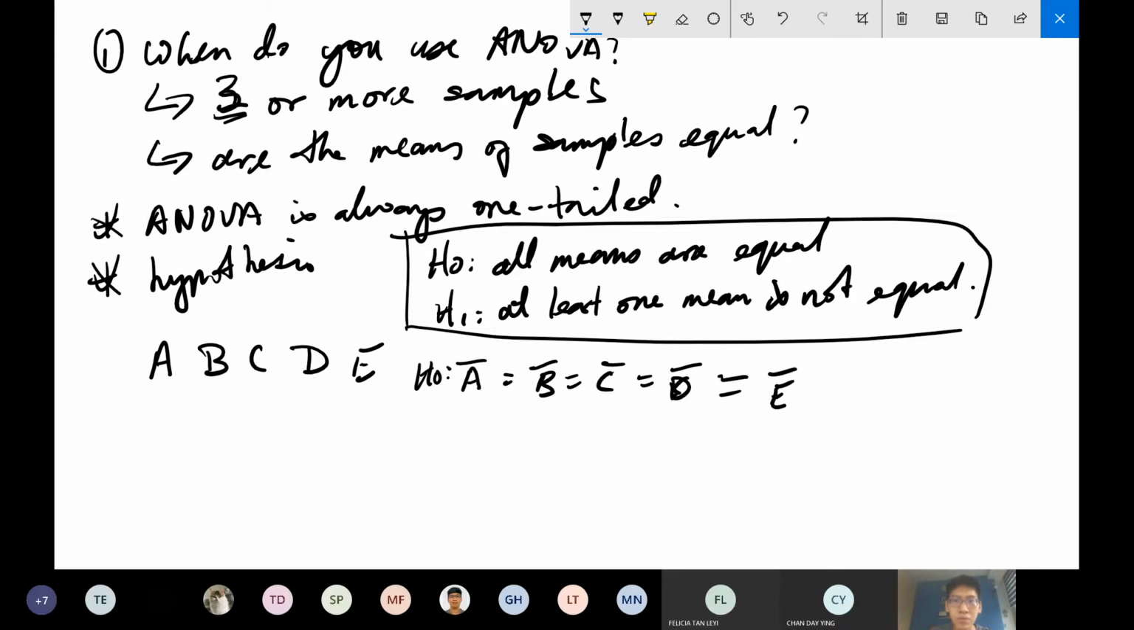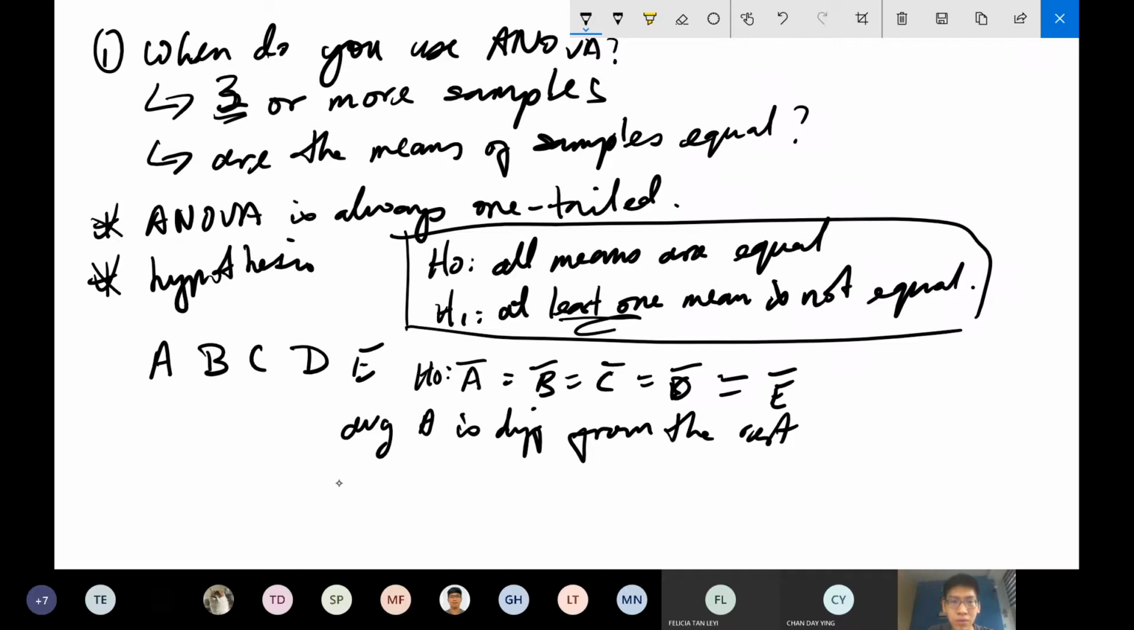The alternate hypothesis, at least one mean is not equal, you cannot write with the not equal sign. It basically means that any one can be not equal. It can be average of A is different from the rest. It can be average of C is different from the rest. It doesn't mean that they are all not equal, it's just not equal from the rest. It also tells you that at least one mean.